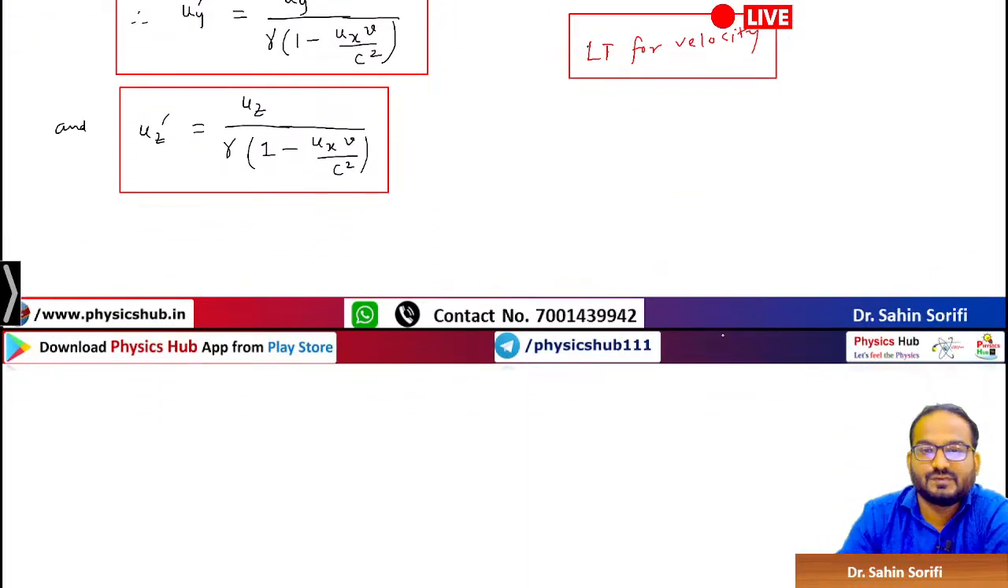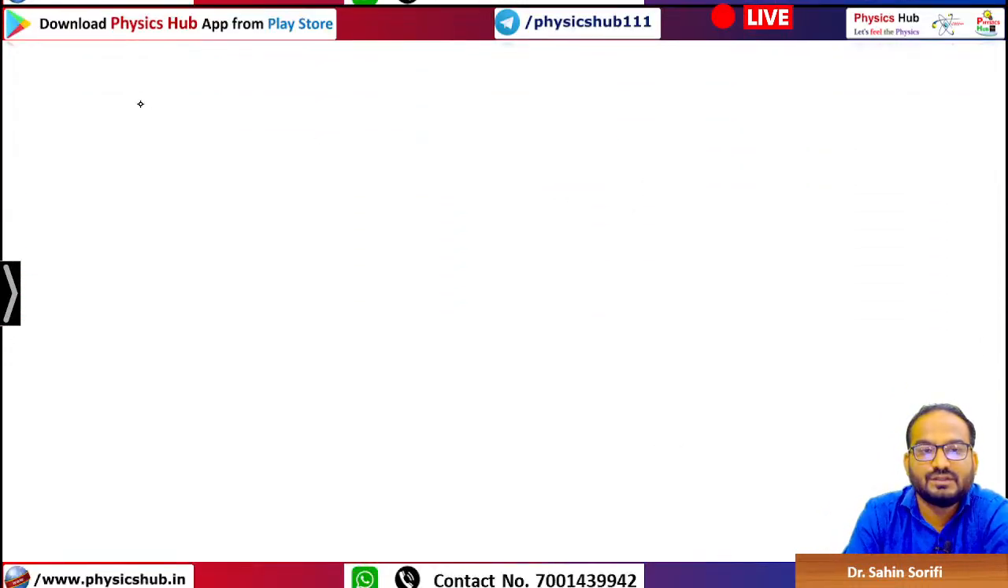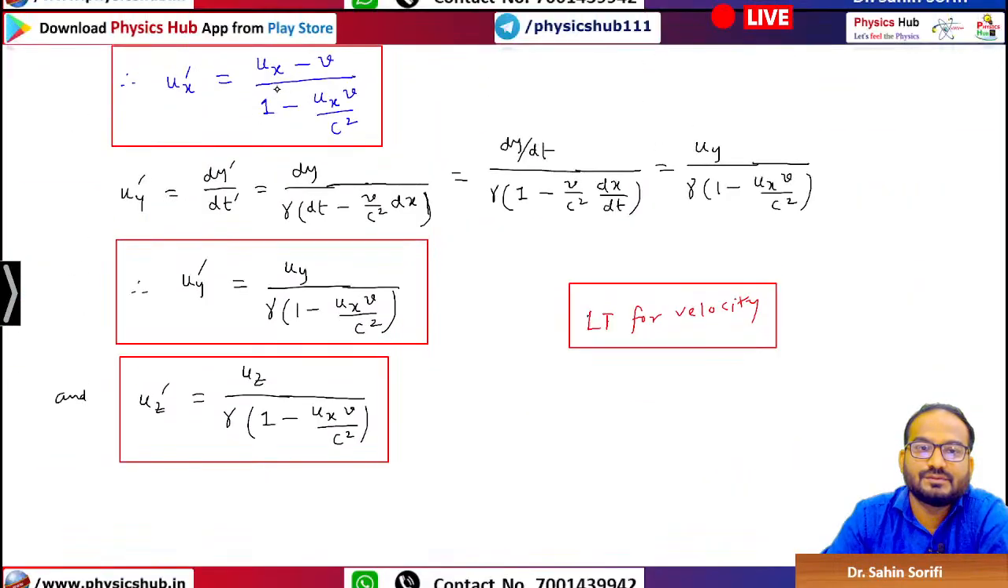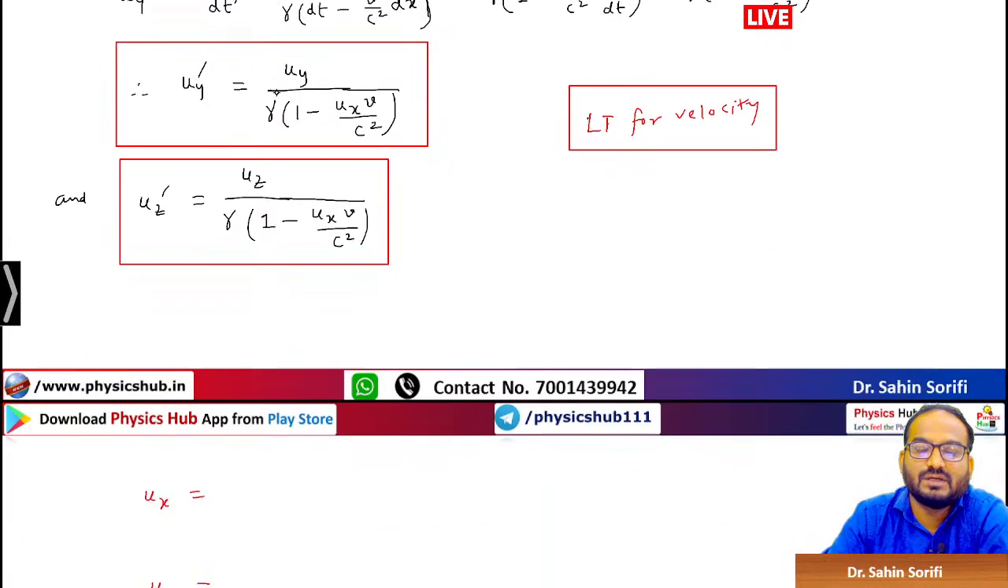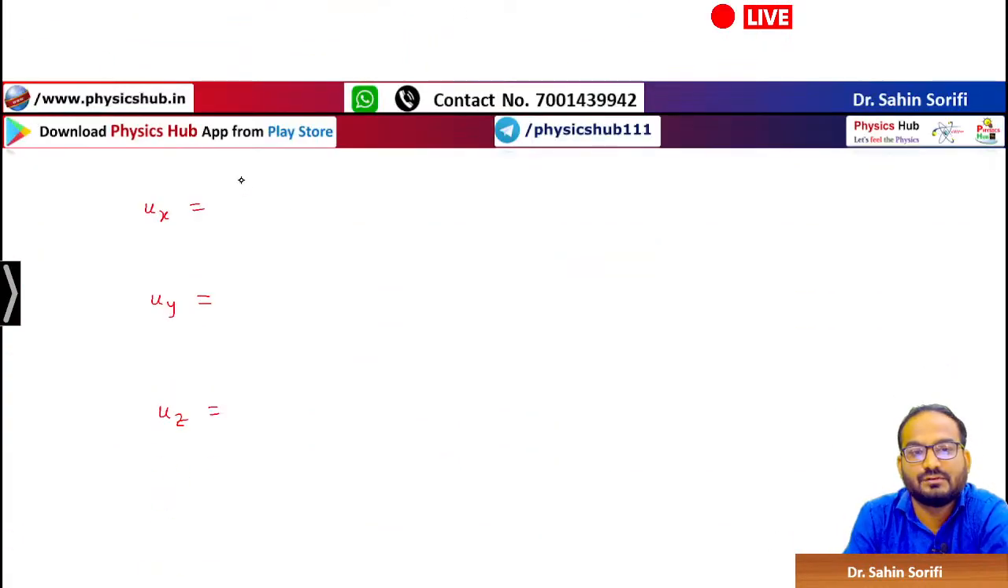So we can also write the inverse Lorentz transform for velocity. In that it will be ux, uy and uz. So what was there? ux minus v divided by 1 minus ux v by c square. Look, ux minus v divided by 1 minus ux into v by c square. What we have to do? We have to just replace it with prime and v will be minus v.